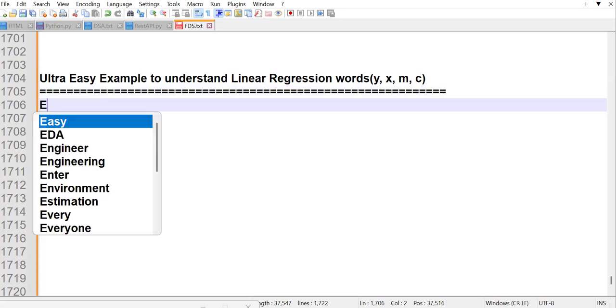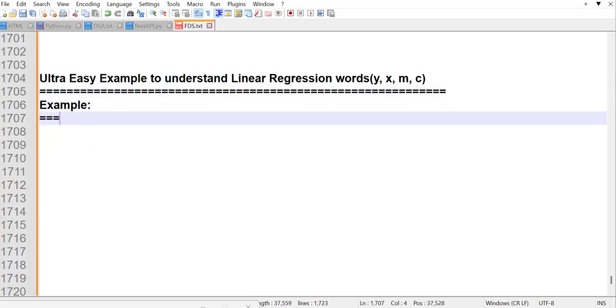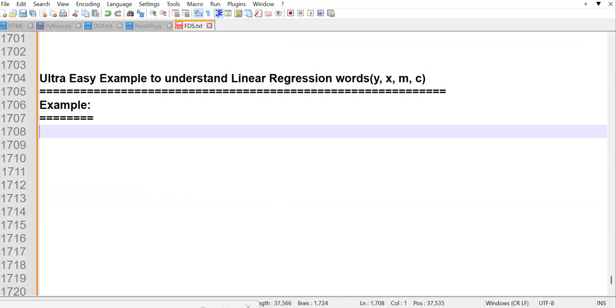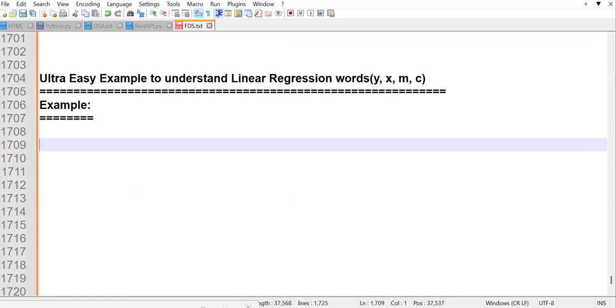Let's suppose I'm taking one example so everyone can connect through it. Please focus, everyone, if you really want to understand it. Let's suppose I'm writing one equation here: y equals 5x plus 20. Okay, so y equals 5x plus 20, right?